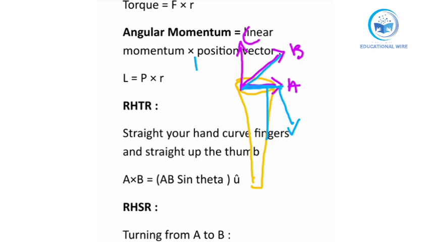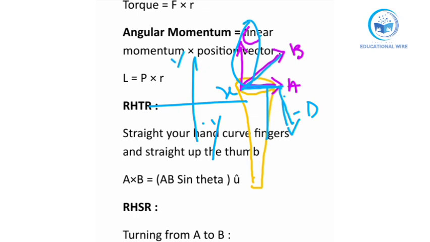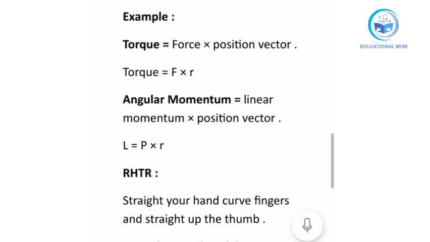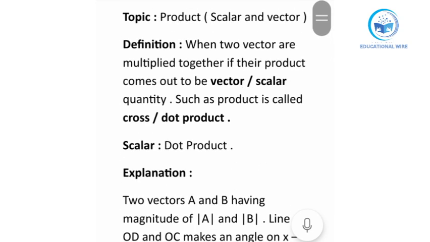Now let's see, we are making a graph over here. Here we have the x-axis, y-axis, and minus y-axis, so it's going inside, so it has minus D on the minus y-axis. So turning from A to B, we have a new vector C. Turning from B to A inward, we have the new vector minus C. So this was the proper rule to understand the vector product, or you can say the cross product. Hope you understood today's lecture very clearly. Thank you so much for listening.